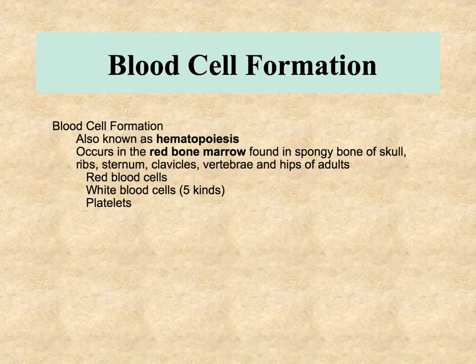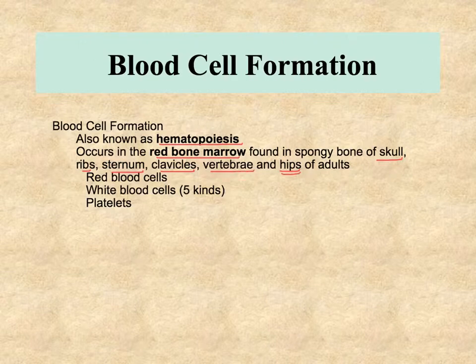The fancy name for the blood cell formation is hematopoiesis, and this occurs in the red bone marrow that is found inside our bones. It's found in many, many bones when we are young, but as adults it's found primarily in our skulls and the spongy bone, and we'll get to what spongy bone is in a few slides. But it's found in our skull, in our ribs, sternum, that's the breastbone, clavicles, the collarbone, vertebrae, and the hips.